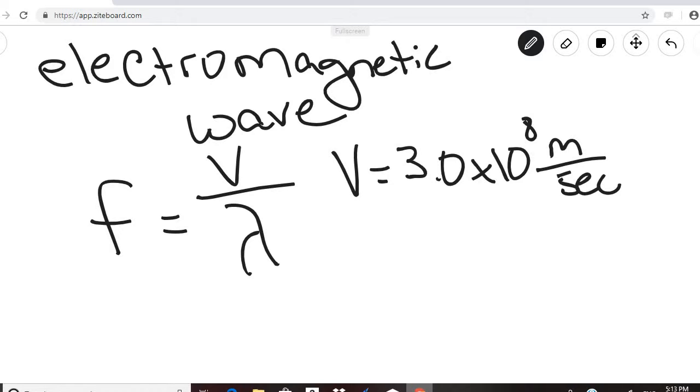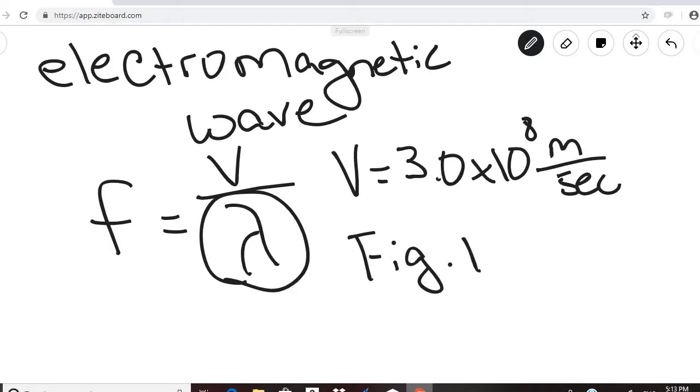Okay, so when we look at wavelengths, the wavelengths can be very small, they can be very large, and if you look at figure 11.9 in your book, there's the frequency of light.